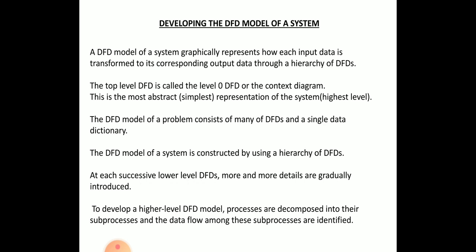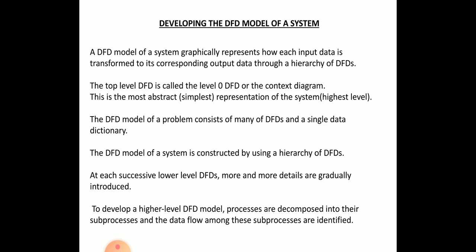So, this top level DFD, called the level 0 DFD, is the most abstract representation of the system. It is the simplest representation of the system, and it is considered to be the highest level. The context diagram, that is the level 0 DFD, is easy to draw and it is easy to understand too.